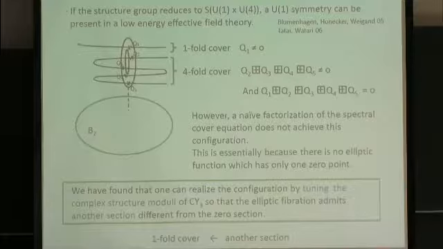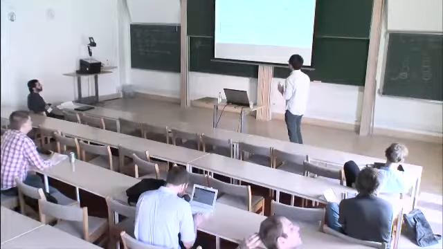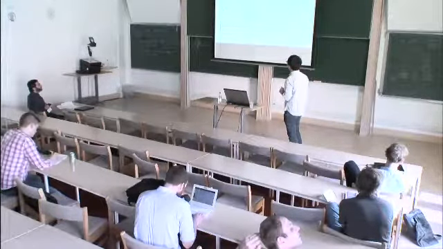However, this kind of spectral cover can be constructed if we find some equation which describes this 1-fold cover, but actually this is impossible since there is no elliptic function which has only one pole. But actually, if we tune the complex structure moduli of the Calabi-Yau threefold to have another section which is different from the zero section, then we can associate this 1-fold cover with this other section. Then we can actually construct this decomposed spectral cover.